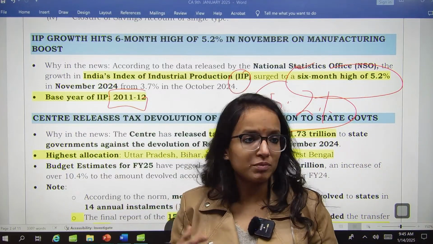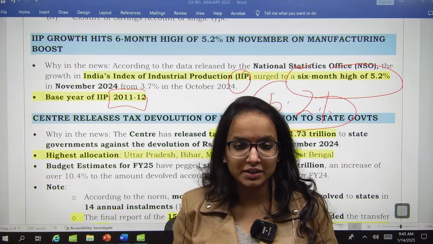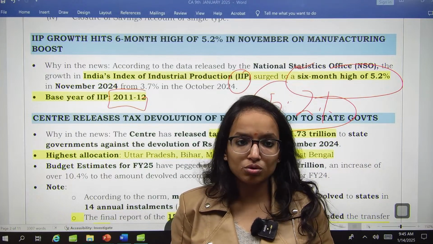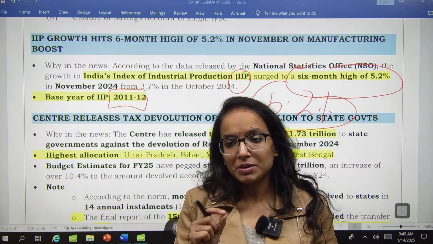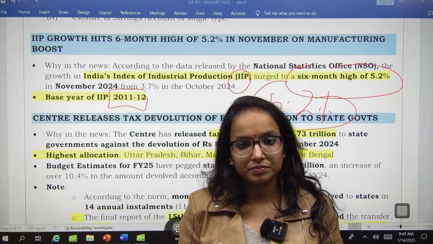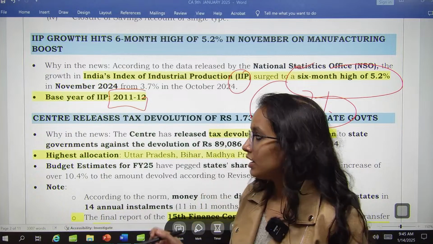And IIP mein one more important fact, whenever you read about IIP, Index of Industrial Production, I have always told you which industries have the maximum weightage in IIP. Anyone? So you know the 8 core industries, right? 8 core industries.